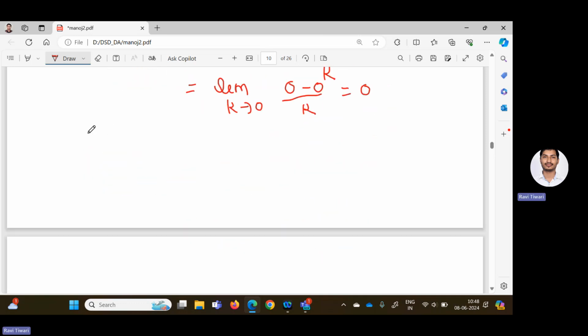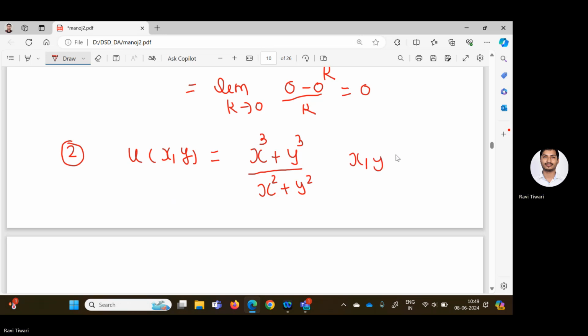Next example, second example, we can consider u of x y equal to x cube minus y cube, x cube plus y cube divided by x square plus y square, and here x y is not equal to 0 comma 0, and the value of the function is 0 when x and y both are 0.